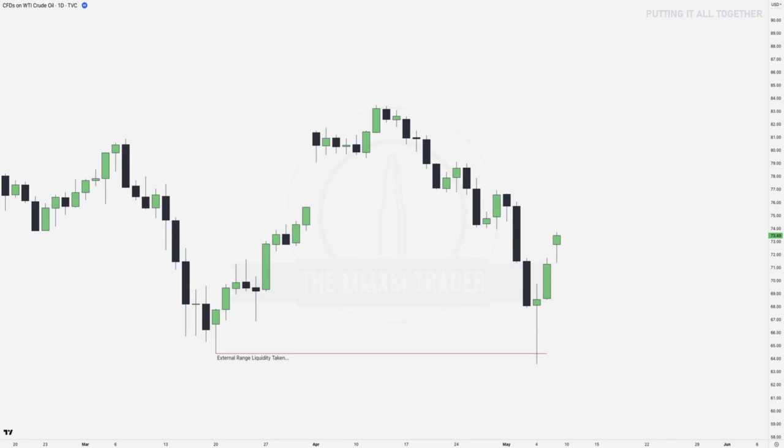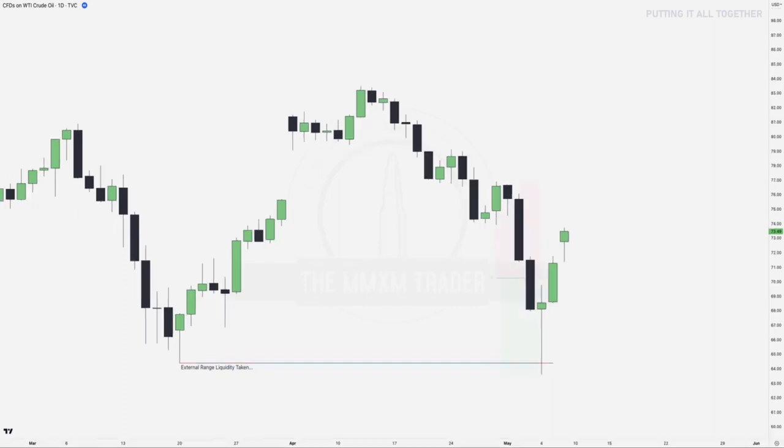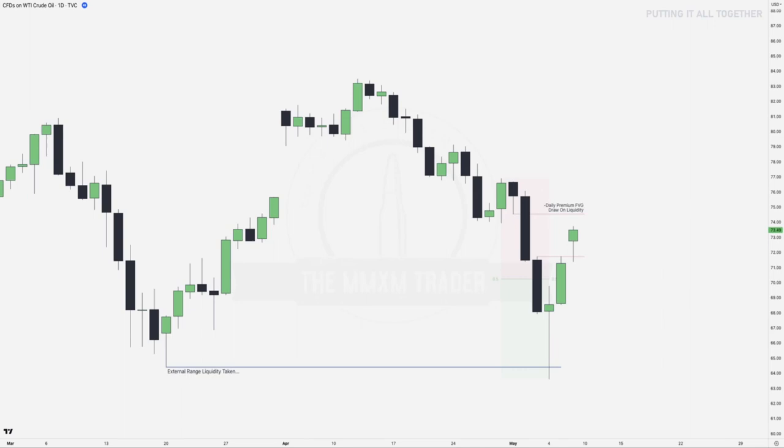Now look at this chart, what has happened already, right? Think back about those core concepts. We have that external to internal range liquidity, right? So draw out your premium and discount levels, from this high up here into this low down here. We have discount until this equilibrium level, this 50% level of the range, and we're going to be aiming from external to internal, right? So where's that internal range liquidity? We've got that daily premium fair value gap, and this is our drawn liquidity.